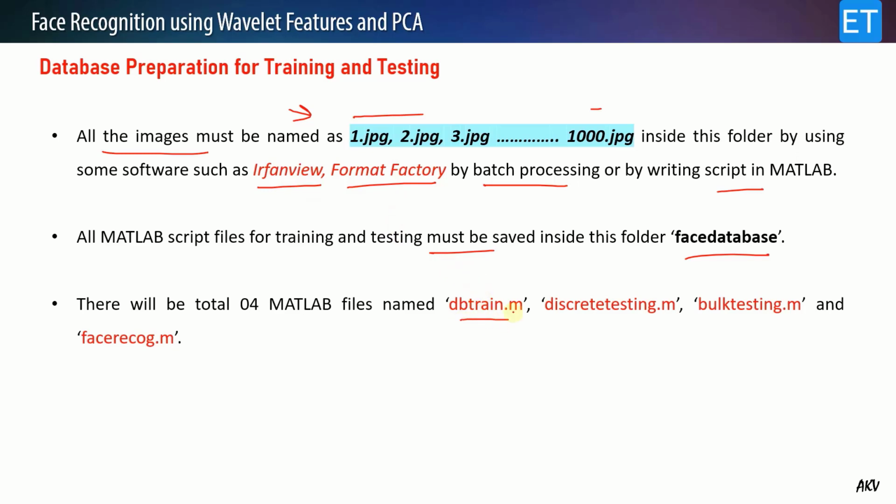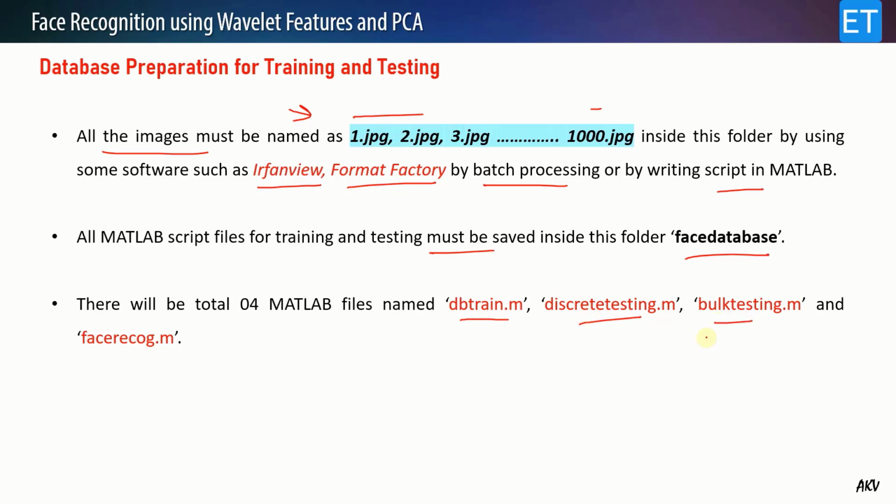The first one is the dbtrain.m. This Matlab file will be utilized for the training part, and then discrete testing. This will be used for testing the performance of the program. Discrete testing means you can give one image at a time, and you can retrieve the relevant or nearest matched images. So you can test one image at a time, which is a manual testing sort of thing.